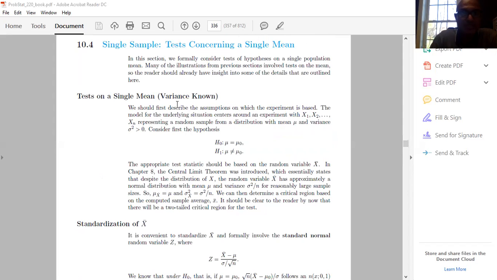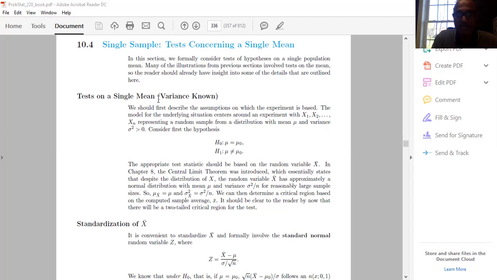Okay, guys, so let's see over here. First of all, let me let you know what we are going to do in this section. We formally consider tests of hypothesis on the single population mean and then the two population means. 10.4 is single population, 10.5 is two population.